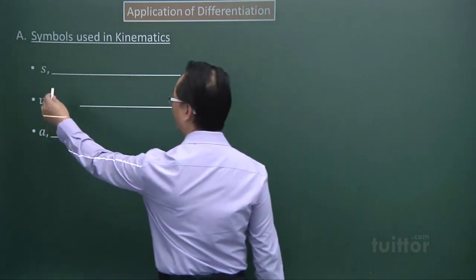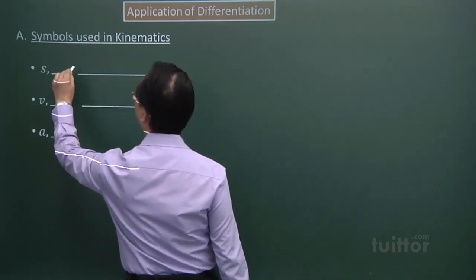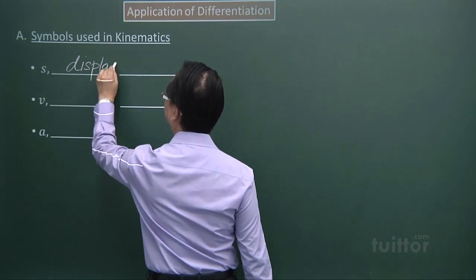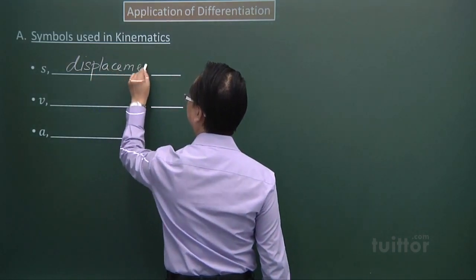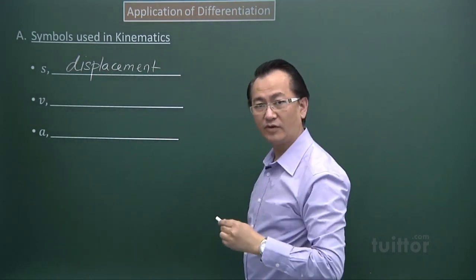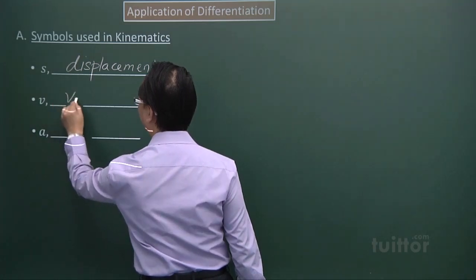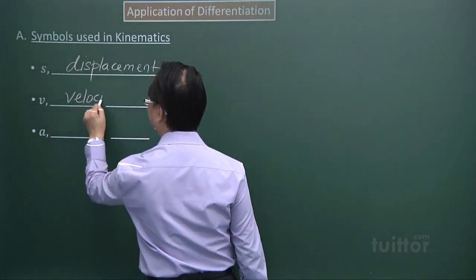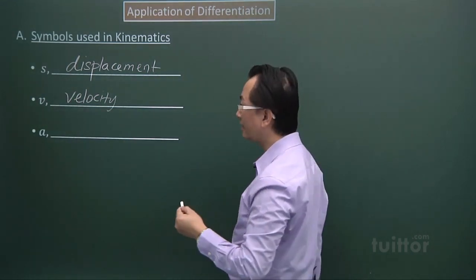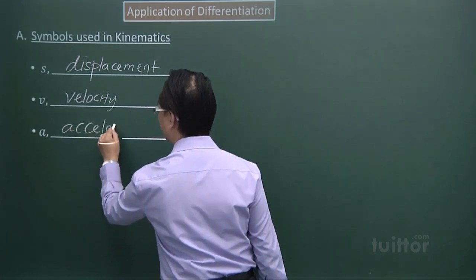And if you see the S there, it will represent displacement. And V represents velocity. And A is acceleration.